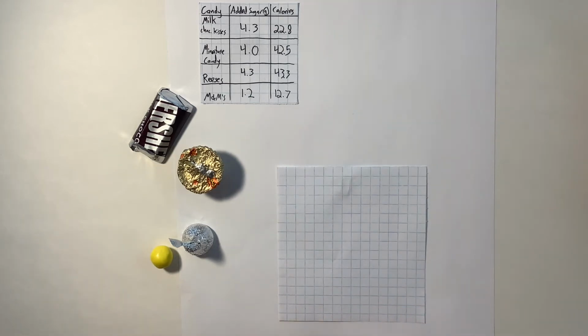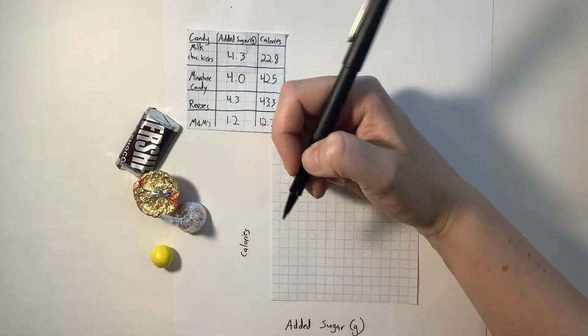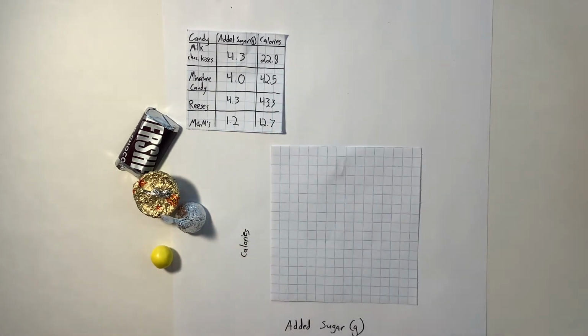Okay, so first I'm going to label my axes. Added sugars in grams here. I'm going to write calories over here. Calorie is already a unit of measurement. It's how we measure energy. Sometimes we'll also use joules, but I didn't convert them in this case because time.